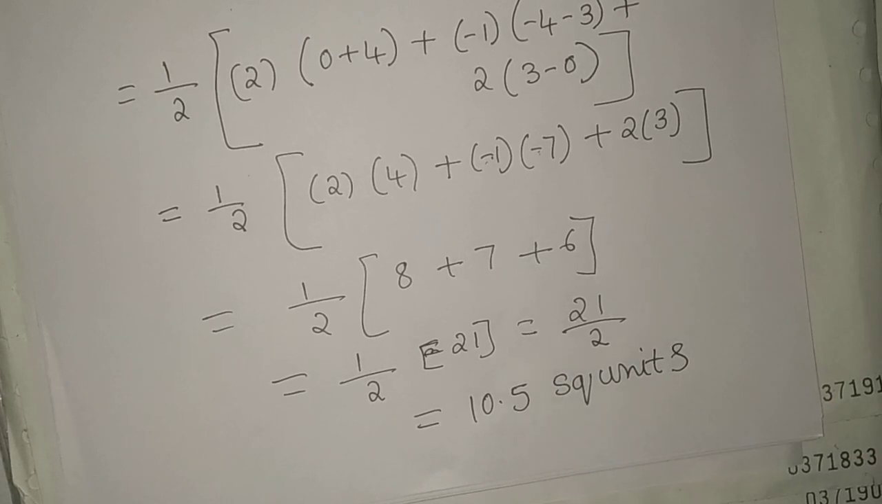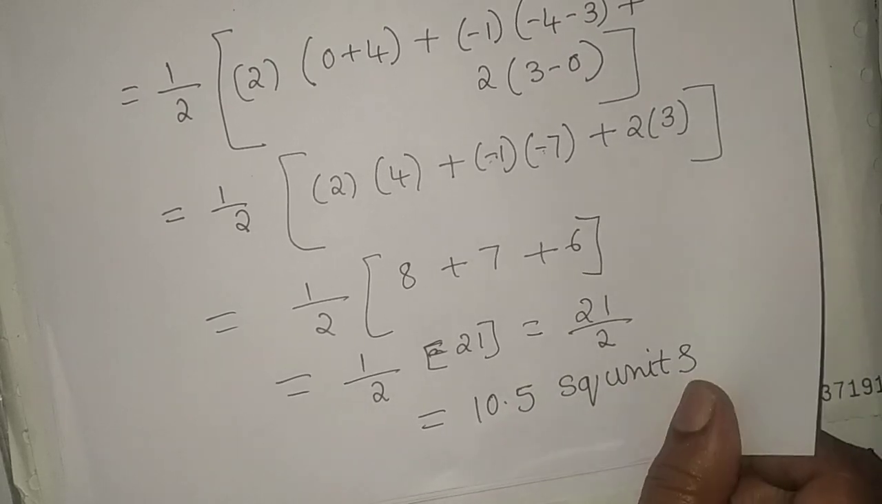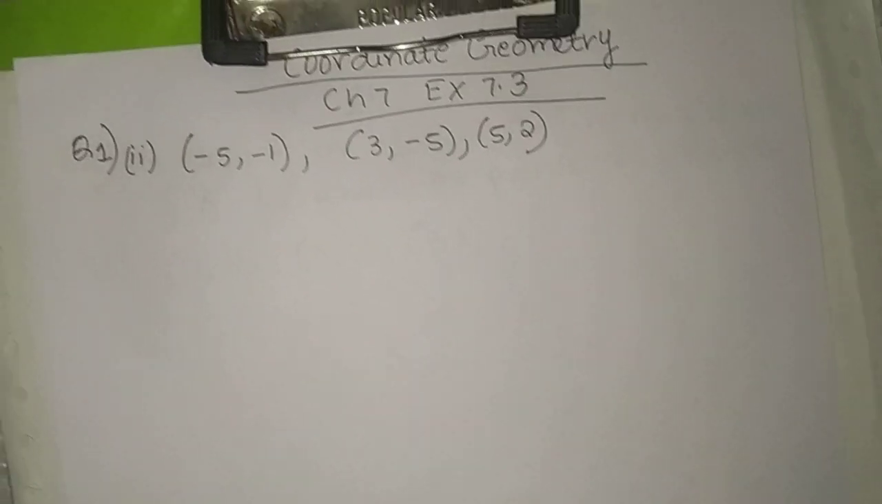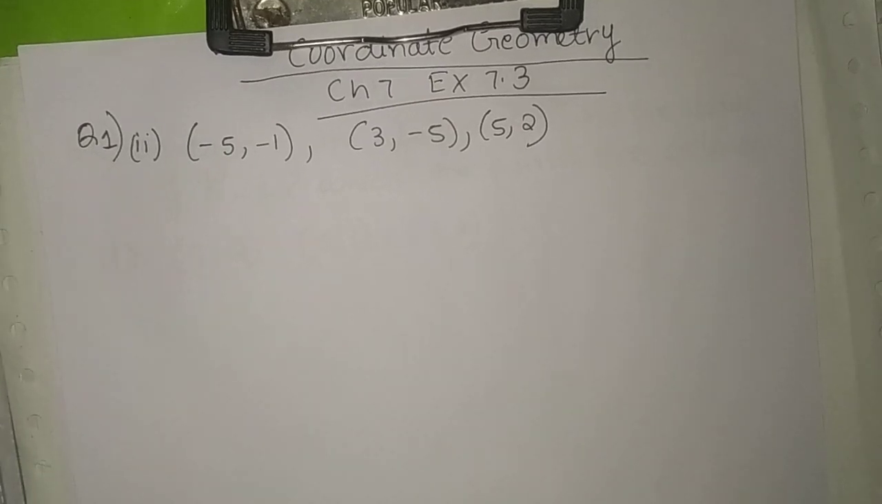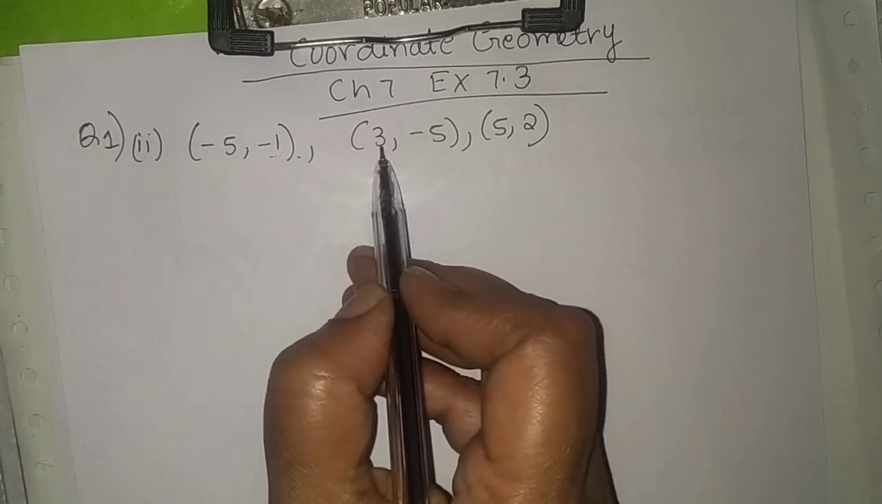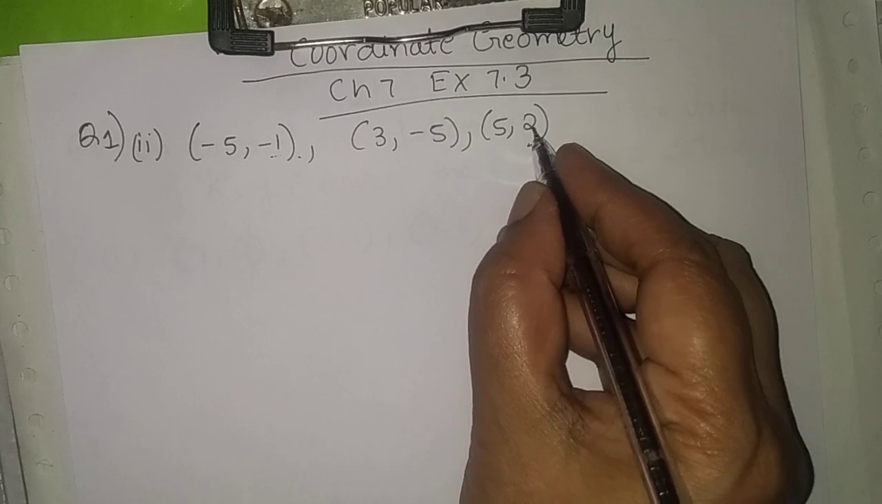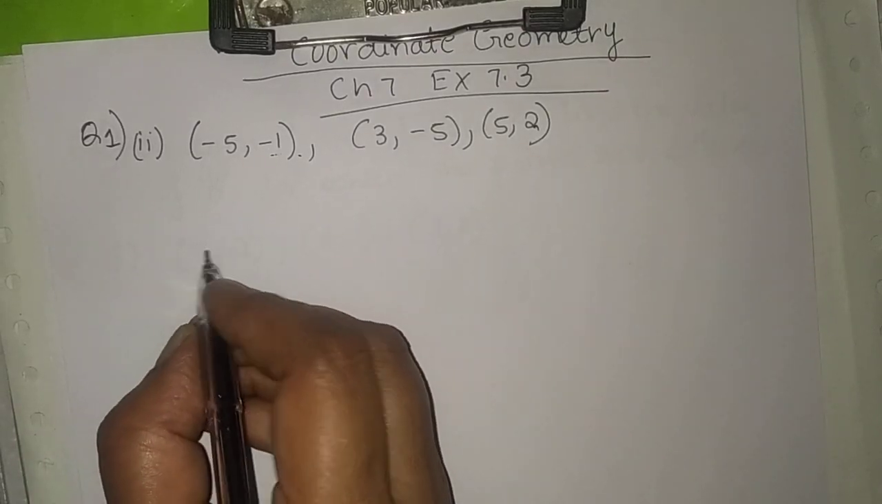So this is the first sub problem. Now we move on to the second sub problem. The second set of values: see here the vertices are given as (-5, -1), (3, -5) and (5, 2). So we'll start the problem.